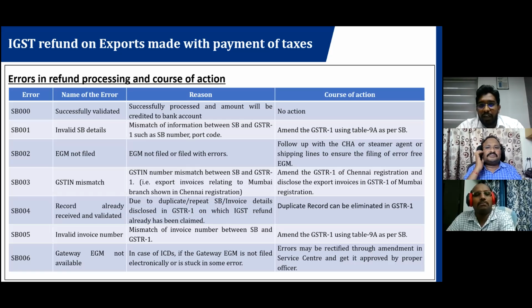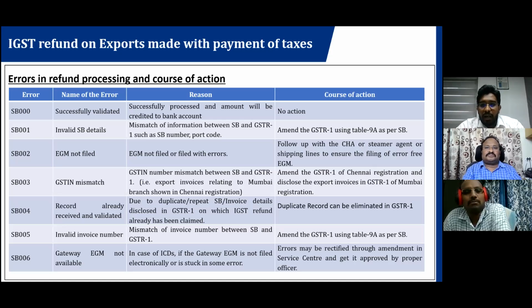Export with payment, refund under export with payment is fully automatic. There would be no manual intervention. If you file your GSTR1 and shipping bill, the GST invoice, export invoices will be transmitted to IceGate. In IceGate, there is one separate module for refund processing. That module will process your export invoices. While processing those invoices, that module will throw a few errors based on our mistakes.